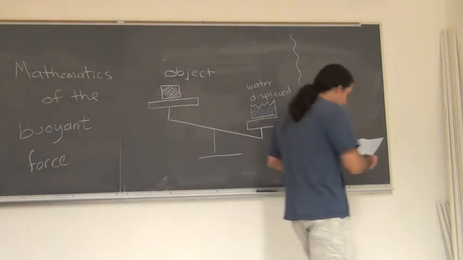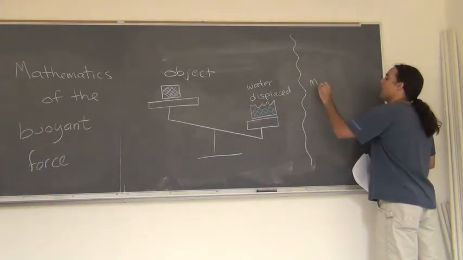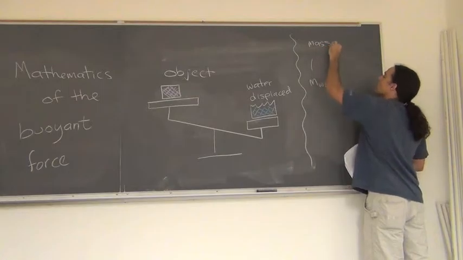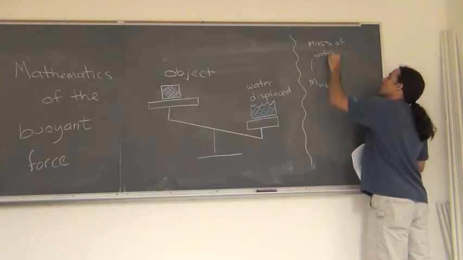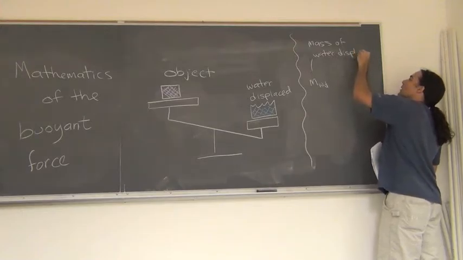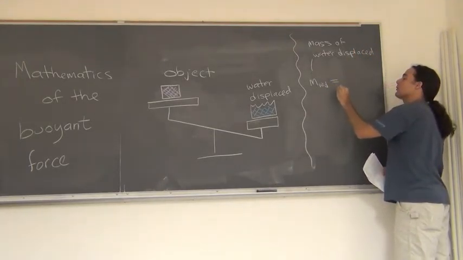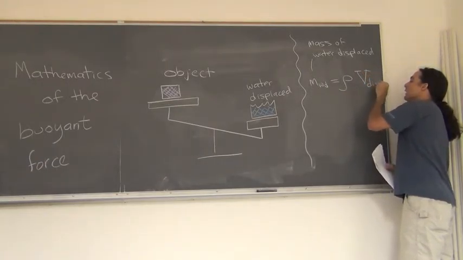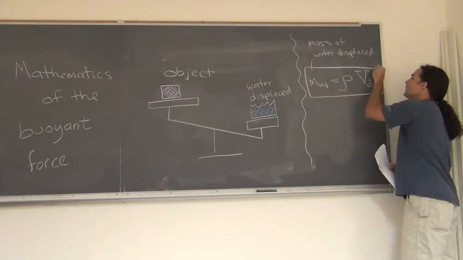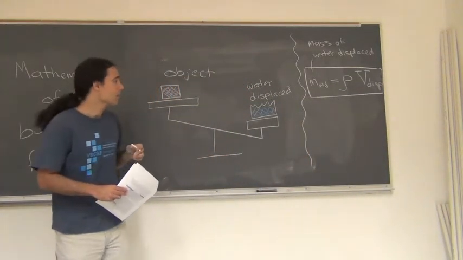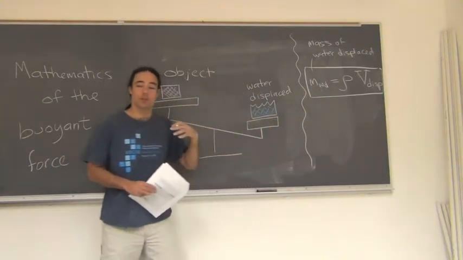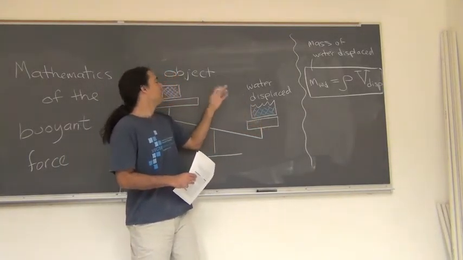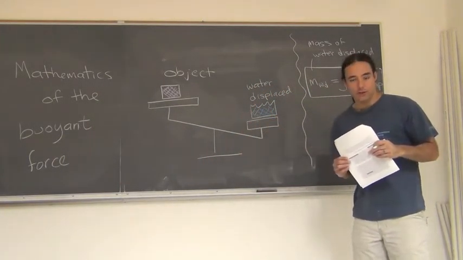So if I want to know the mass of the water displaced, that's going to be equal to the density of the water times the volume displaced. That is how much water is being displaced. If that is bigger than the mass of my object, then the water is going to go down and the object is going to float up.